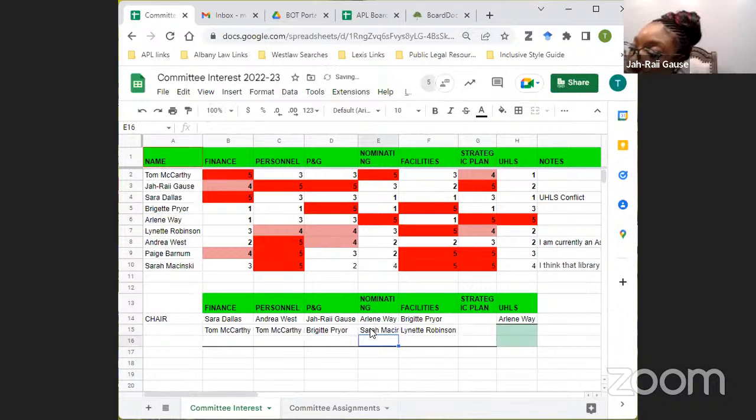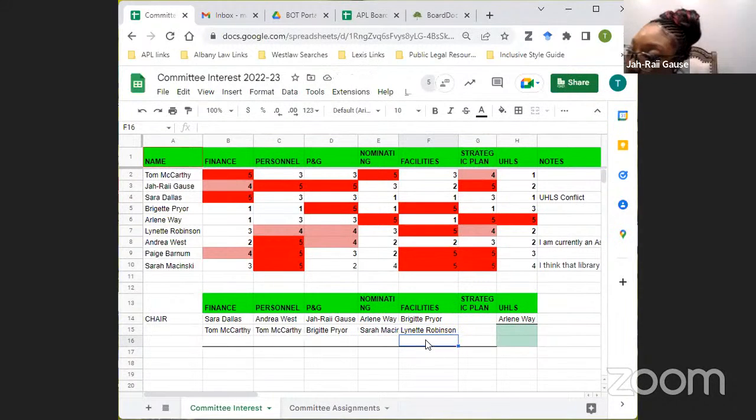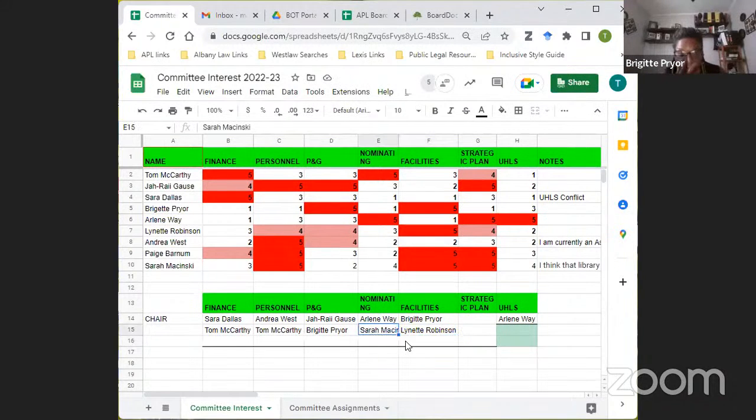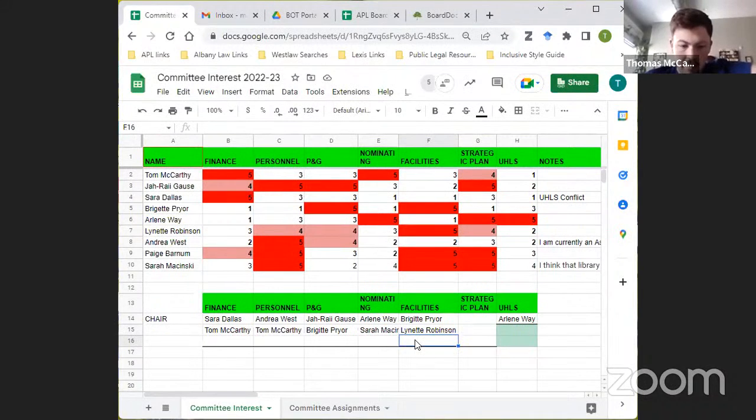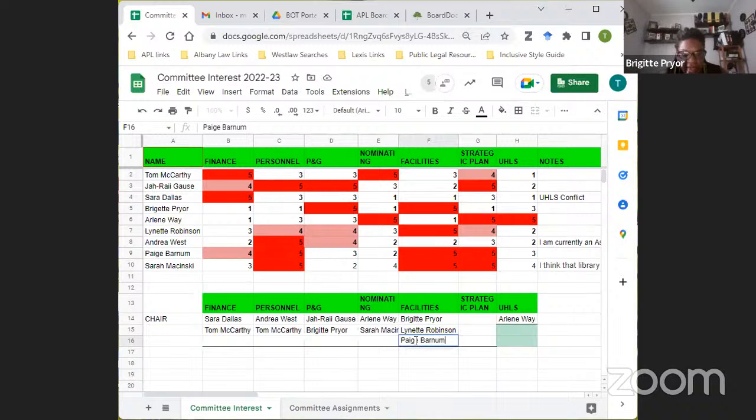And then what if we put Paige on facilities and put Sarah in nominating? Yeah, so we'll put Sarah in nominating and Paige on facilities. I think that makes sense. How do you guys feel about that? Everybody else? She also has a 5 in personnel and a 4 in finance. So she should be on personnel.